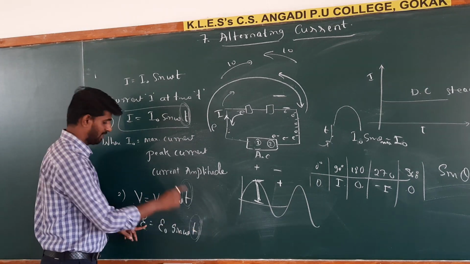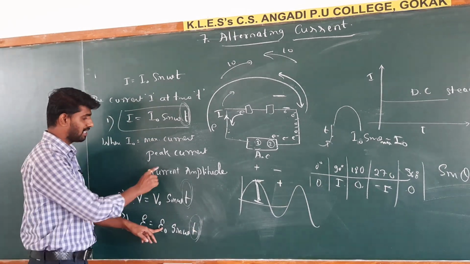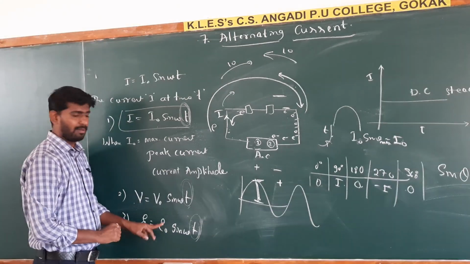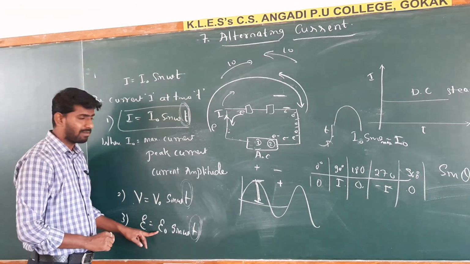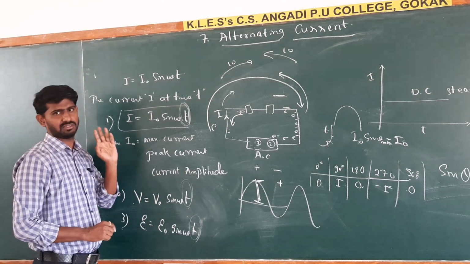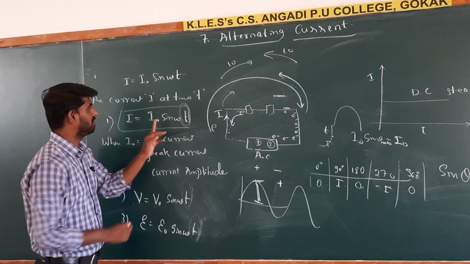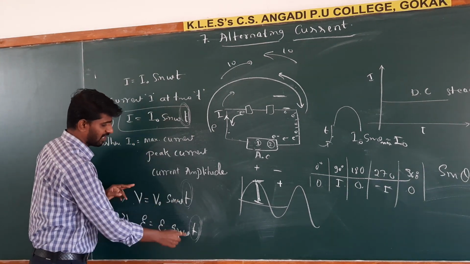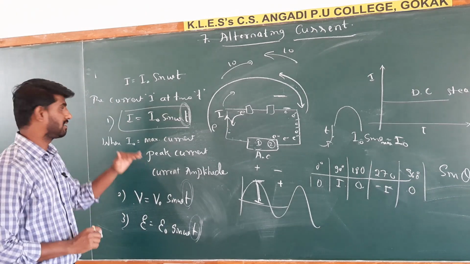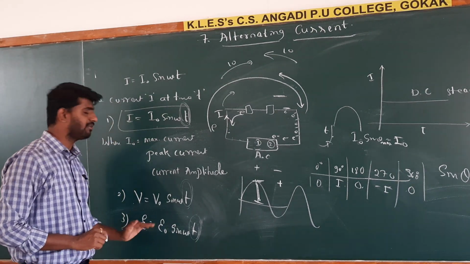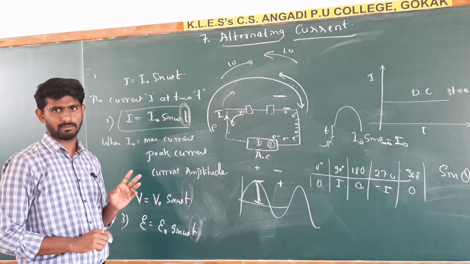EMF at a time t. Then what is E naught? E naught is the peak value of EMF. Peak value of voltage, peak value of EMF, and the peak value of current. The remaining values are varying sinusoidally. All the terms like current, voltage, and EMF are varying sinusoidally. Is it clear?